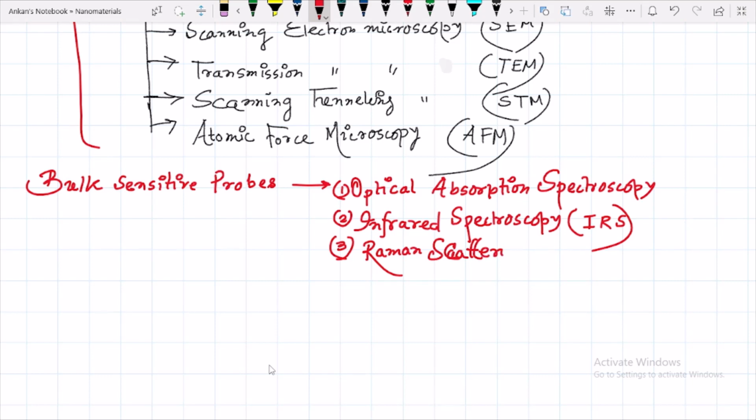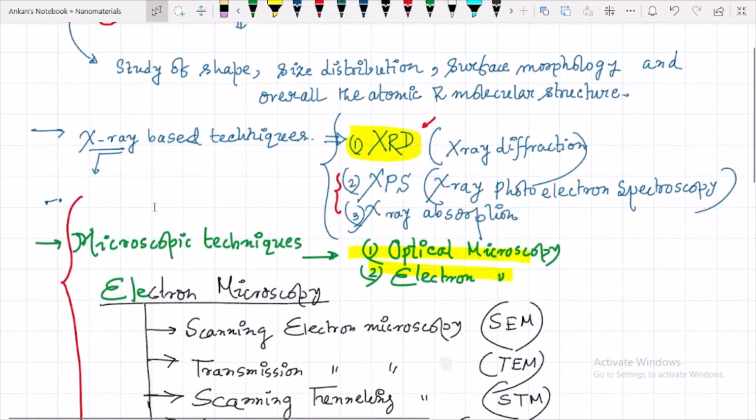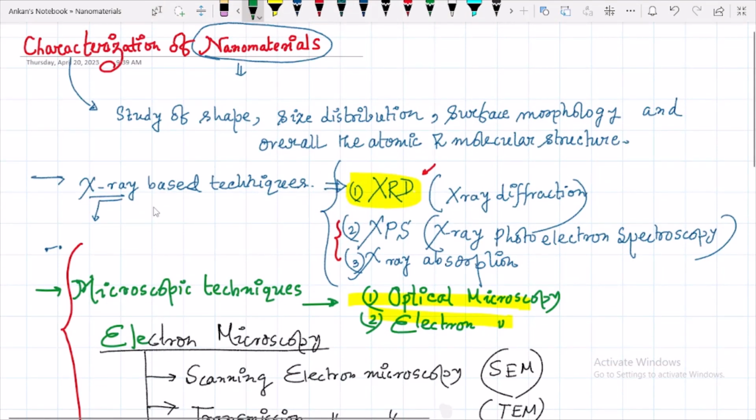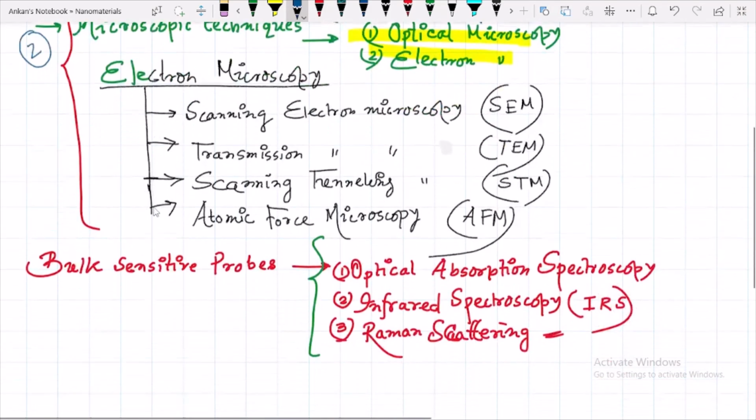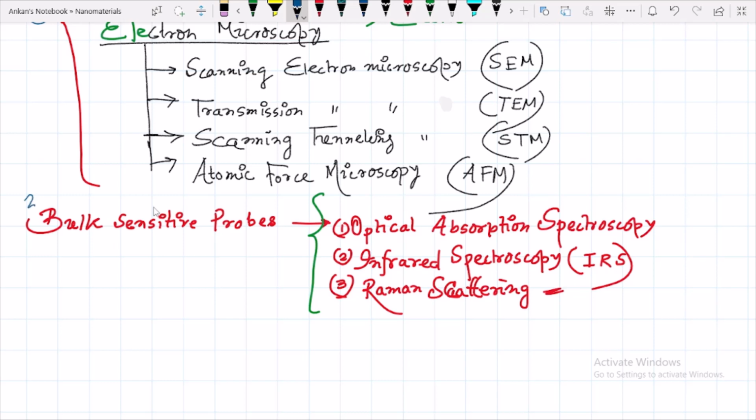Raman scattering is also used in the characterization of nanomaterials. These are bulk sensitive probes. So I mainly classified different characterization techniques: first, X-ray based techniques; second, microscopic techniques; and the third one is bulk sensitive probe techniques. So these are the three main classifications of the characterization of nanomaterials.